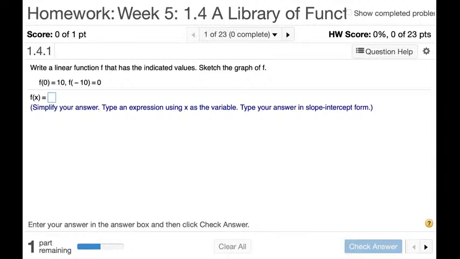This one asks us to write a linear function that has the indicated values. Okay, it's going to be a straight line, right? And these look like the x and y intercepts. Let me take some notes. I usually like to write on graph paper. Okay, so this is section 1. Okay, I'm gonna have to go like this.